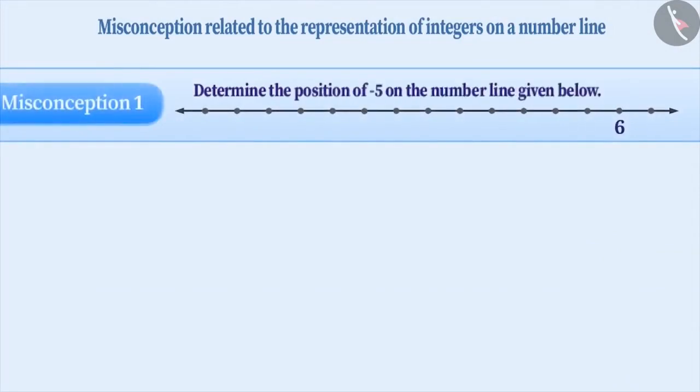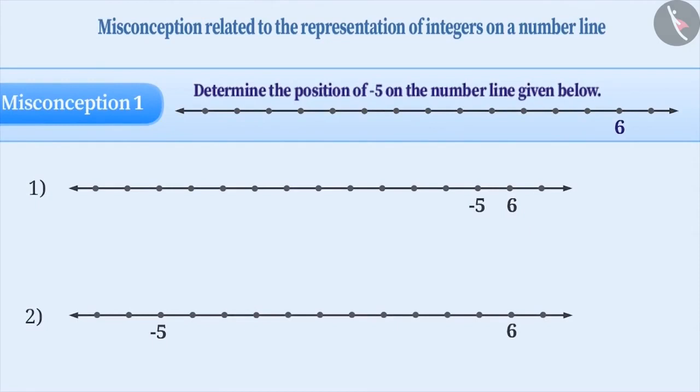Determine the position of minus 5 on the number line given below. On the number line, the position of every number is fixed. Here, the position of number 6 is shown. Based on this, we can find the position of minus 5. Sometimes, minus 5 is mistaken as 5 and is placed before the positive integer 6.